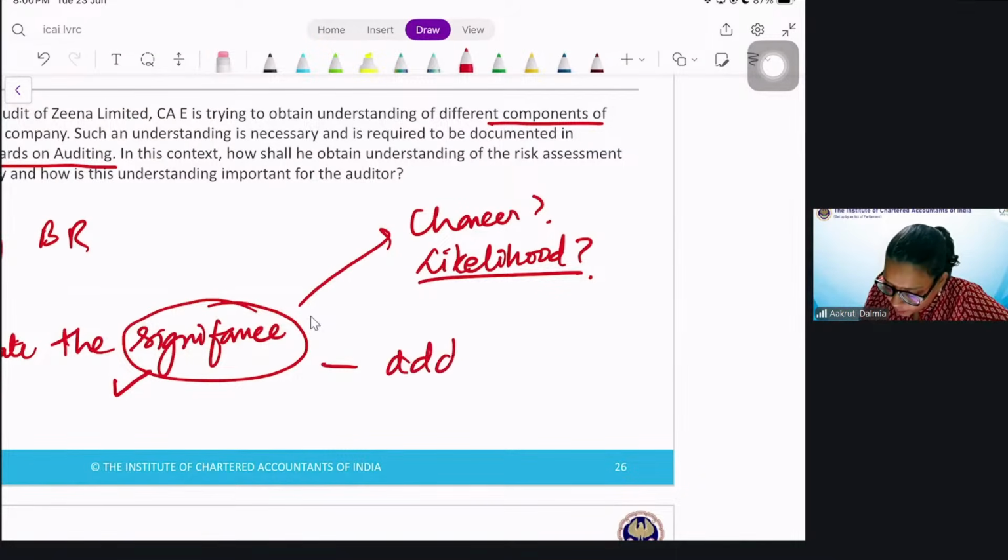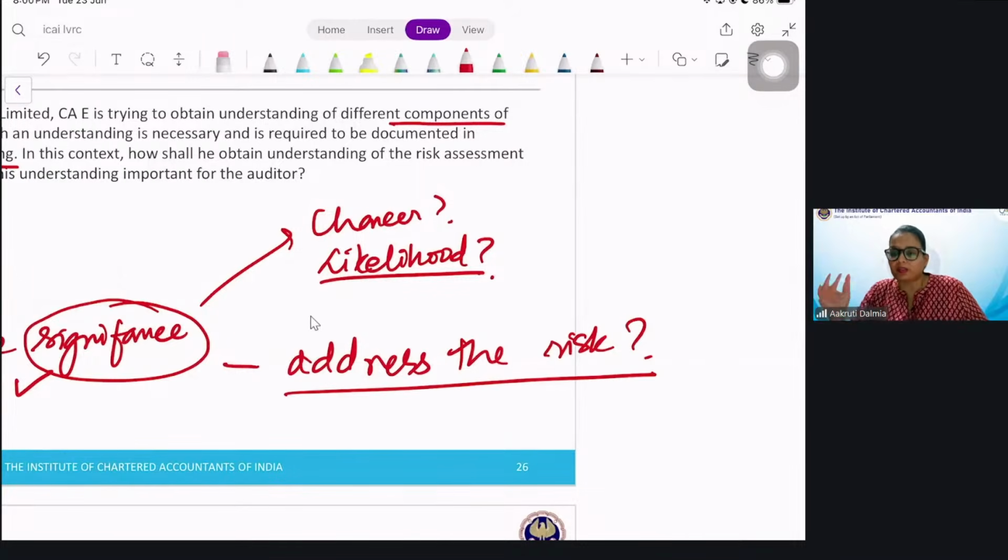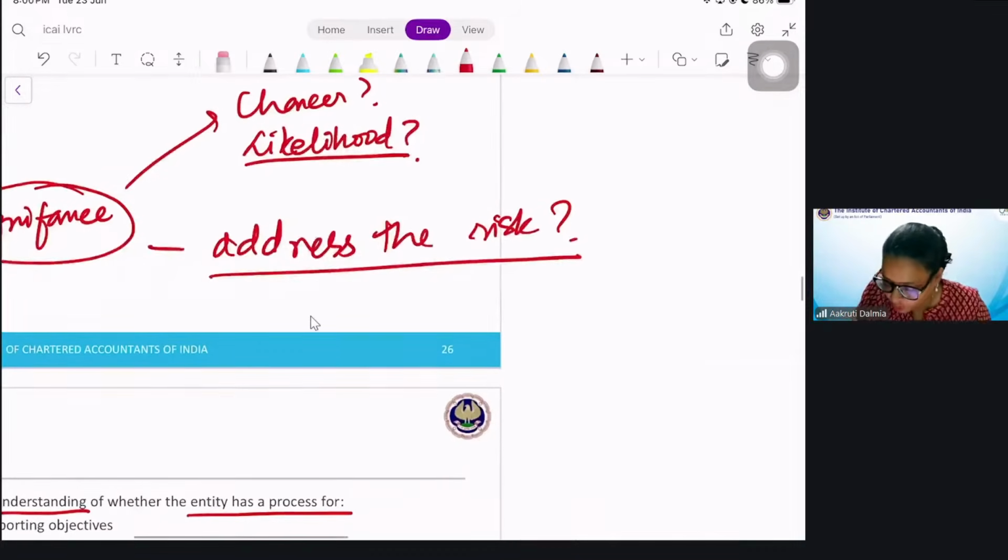How do you address those risks? What can we do to address this risk? This earthquake risk is there. What can I do to address this risk to reduce it? If you're a good business person, you'll know. Very good. Garv has given the correct answer, insurance.